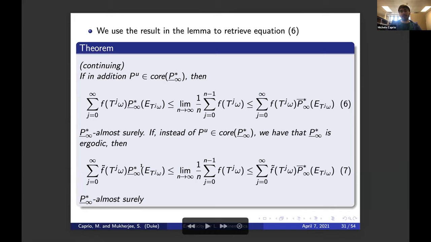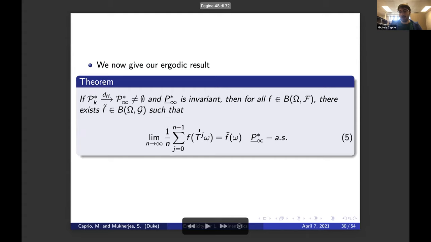And then we have basically the same thing, but instead of having f, the same f we use to compute the time averages, as the extrema of this interval, we have f tilde, the same f tilde we used to ensure that the empirical averages are actually finite, almost surely.